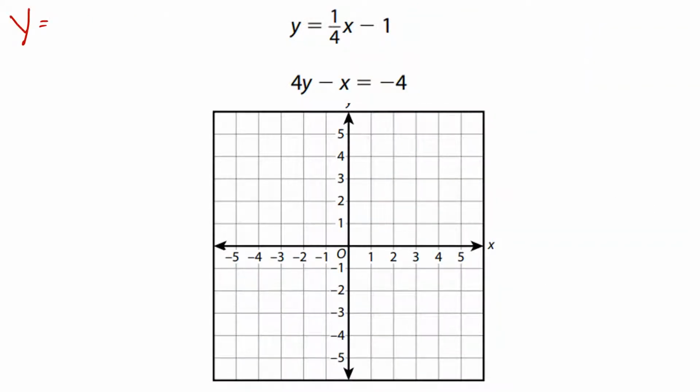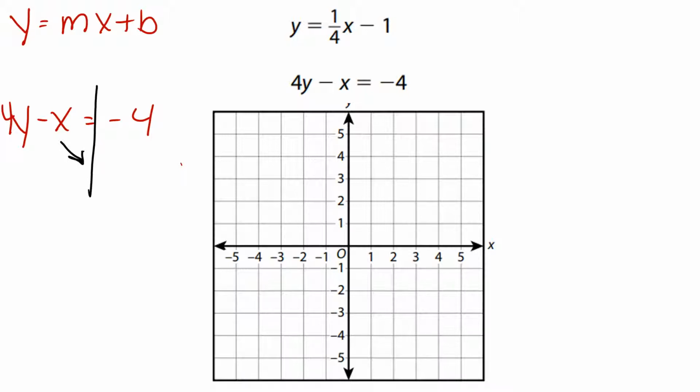Our first step is to make sure that the equation is in y equals mx plus b form. The first equation has the y value by itself on the left-hand side of the equal sign, but the second equation does not. We have to take the 4y minus x equals negative 4 and rewrite it. To get the y by itself, we start by moving the minus x. By doing the opposite, we do a plus x. So we have the plus x and we have a minus 4.